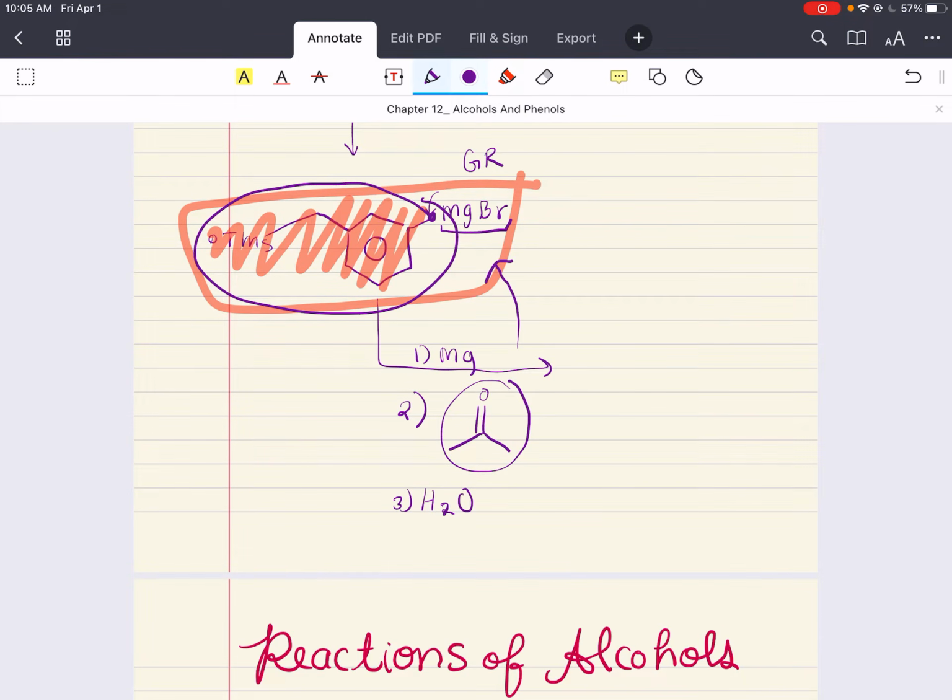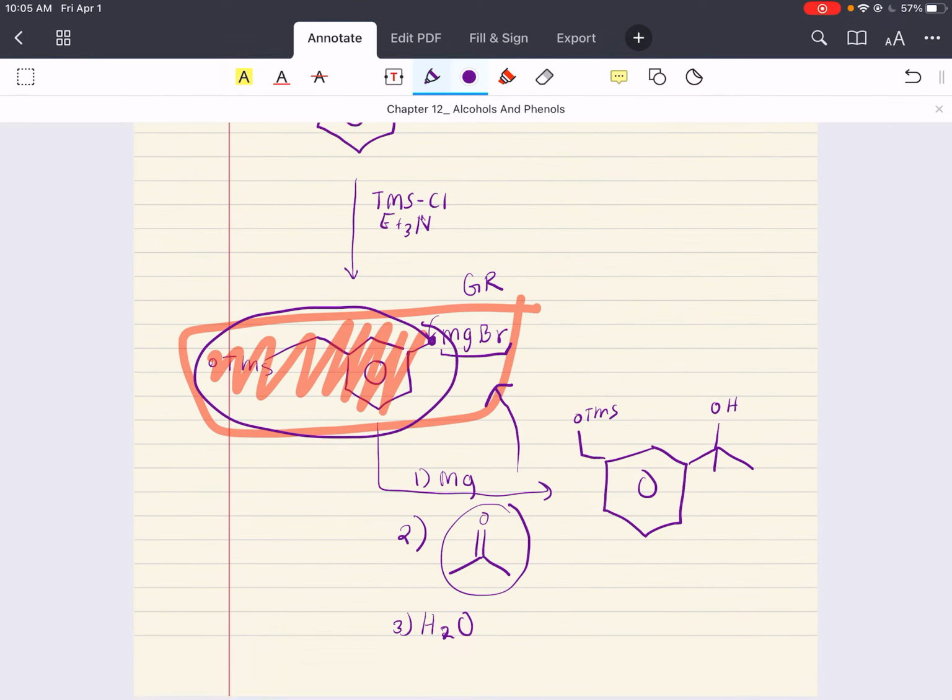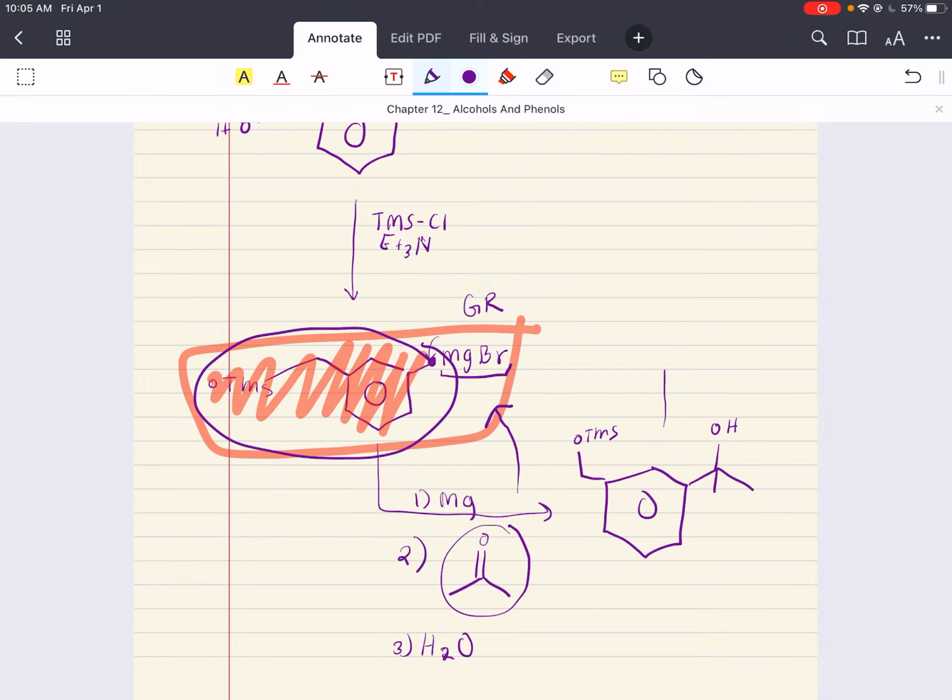What that means is what we get is something that looks like this. Here's our OTMS group, and then we have our alcohol and our two methyl groups. Now we can remove that protecting group using TBAF and bring back our alcohol. And just like that, we have accomplished this transformation.